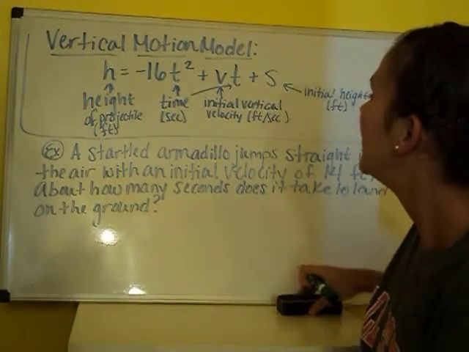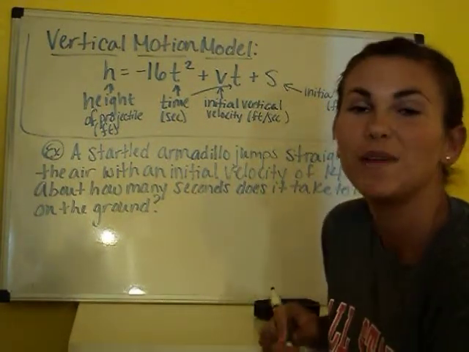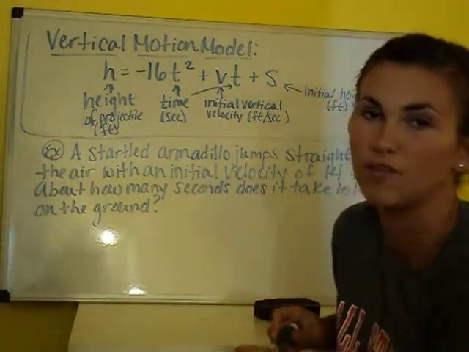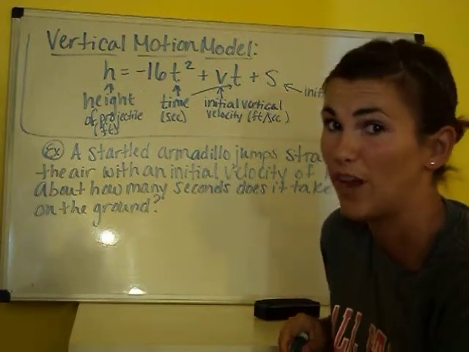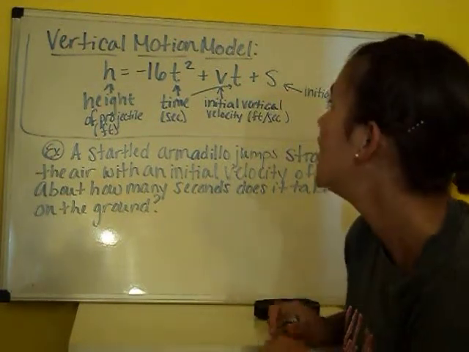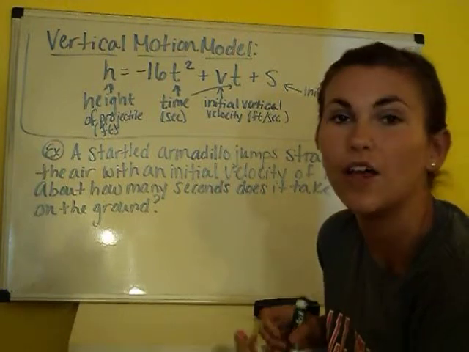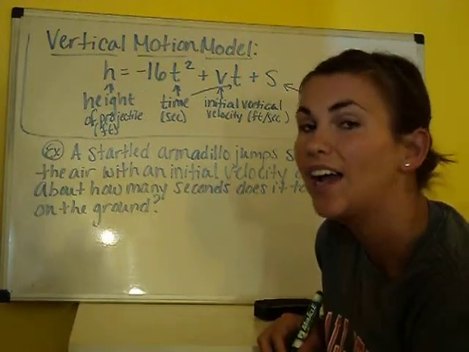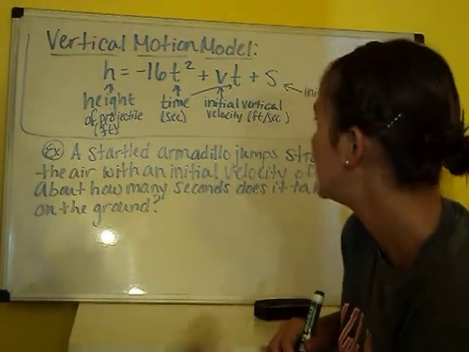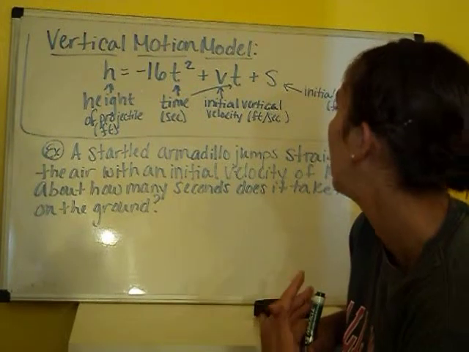Okay. In this section, we're going to be talking about a vertical motion model, and it's actually going to continue through the chapter, so don't forget this. The vertical motion model predicts the height of an object given time, initial velocity, and initial height.